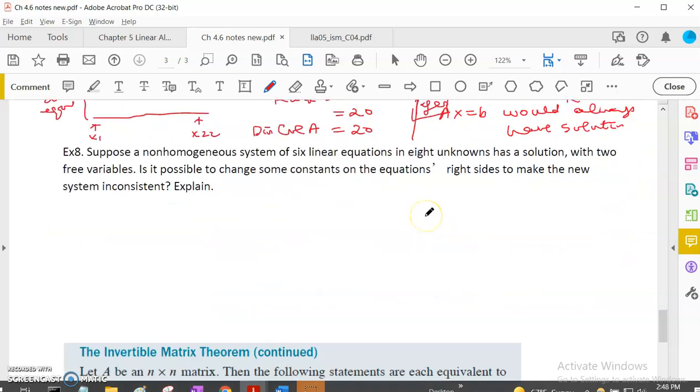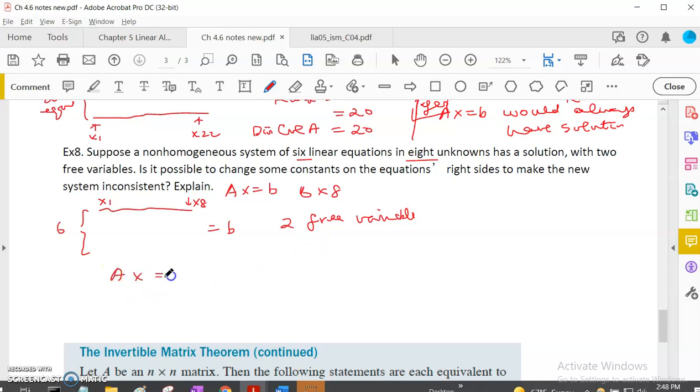That's the explanation. The second one is about a non-homogeneous system, AX equal to B, with 6 equations and 8 unknowns. So it is a 6 times 8 matrix, with 6 equations and unknowns x1 all the way to x8, equal to B. This system also has a solution with 2 free variables. Those 2 free variables also mean that when you solve AX equal to 0, it would also have 2 free variables, because B does not interfere with A in the row operations. So the dimension of null A is 2.